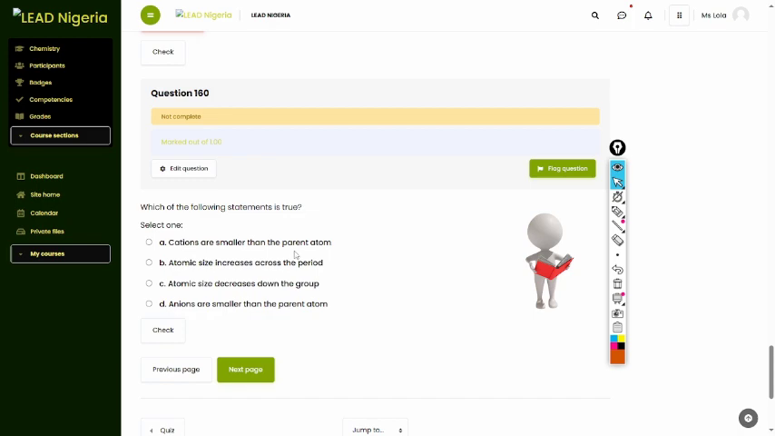That's true. Now atomic size increases across the period. That is wrong because it decreases across the period. Then it increases down the group, not decreases down the group. Now anions are generally larger than the parent atom, not smaller, because when they accept electrons, the repulsion between the electrons increases the size of the ion. The correct answer is A.